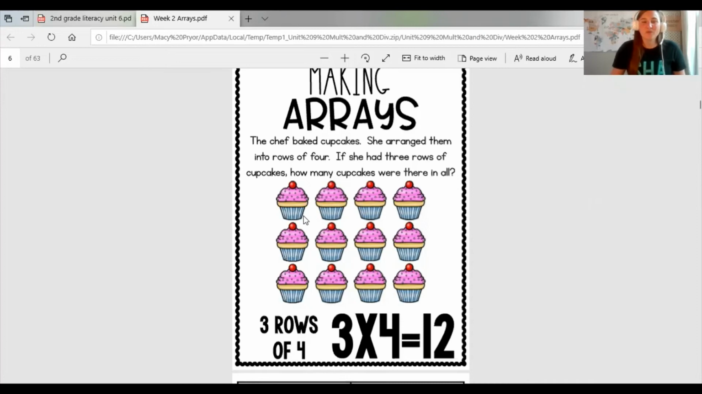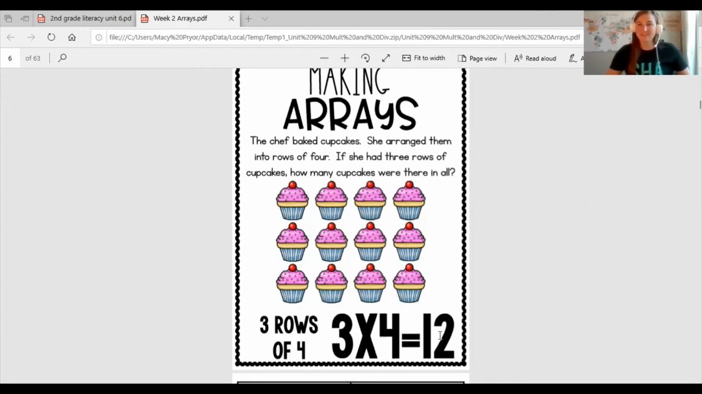So the problem says the chef baked cupcakes. She arranged them into rows of 4. If she had 3 rows of 4 cupcakes, how many were there in all?